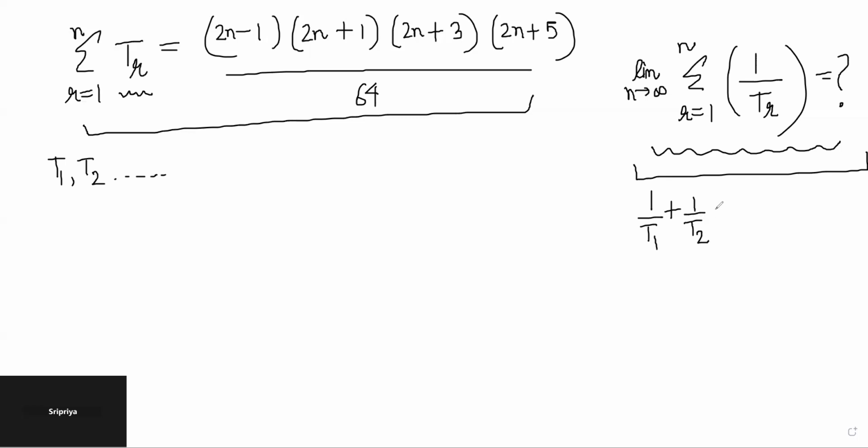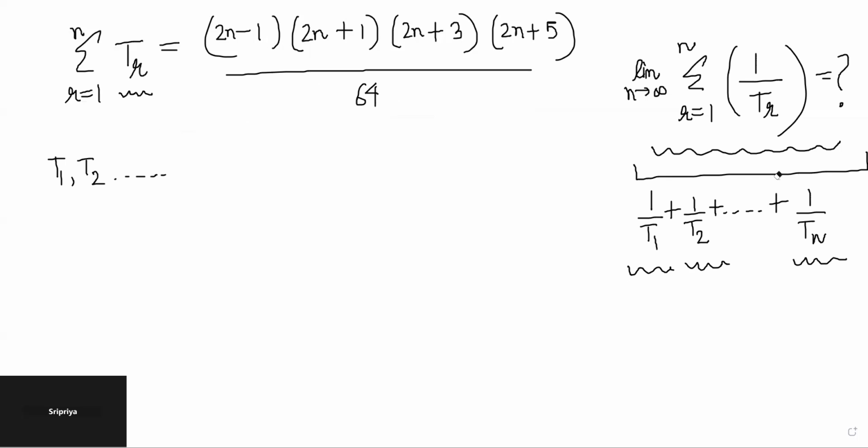Actually, I did get something. When you take the reciprocal and group the terms, like if you multiply 2n minus 1 and 2n plus 5, what do you mean when you take the reciprocal? Do you know what is 1 by T1, 1 by T2? How are you grouping the terms? This is not the terms, this is the sum. What do you mean you're grouping the term? I thought Tr was one term, where r is any number, and then we find the summation of Tr.